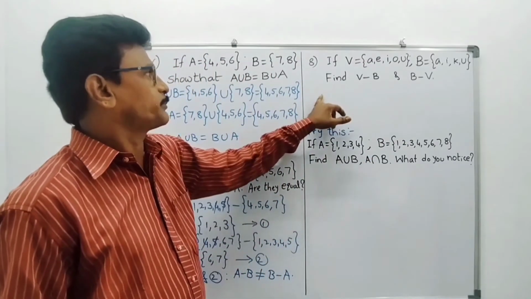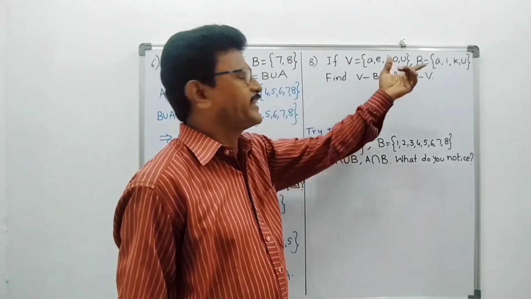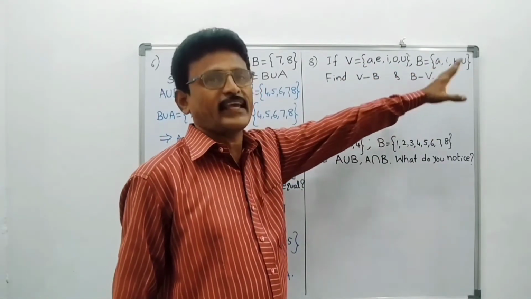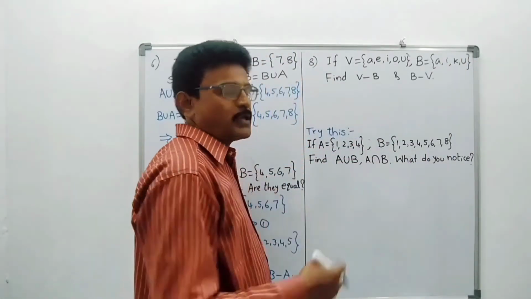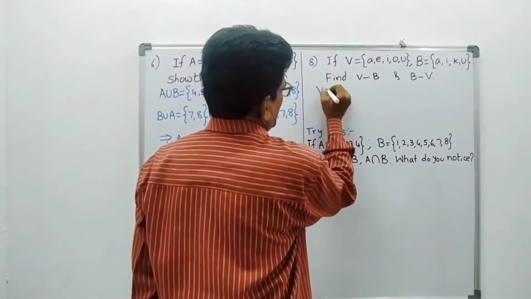Now come to the 8th problem. If one set A is A, E, I, O, U and one more set B is A, I, K, U. In that, the elements A, I, K, U, 4 elements are there. Now what is A minus B and B minus A? First, A minus B.